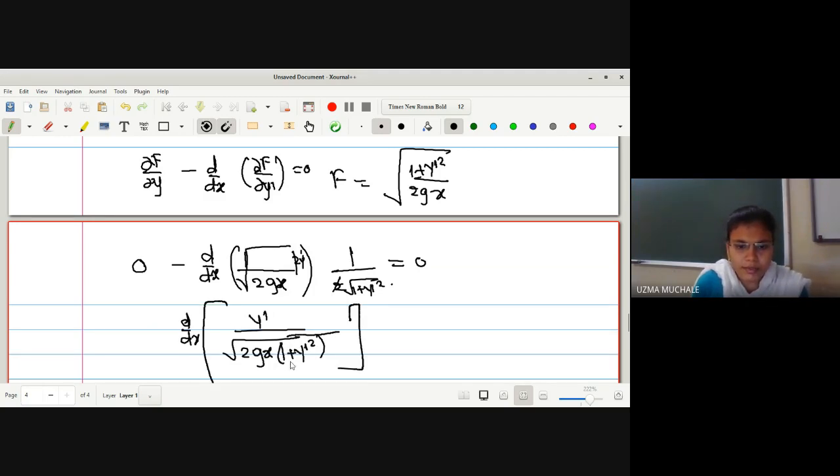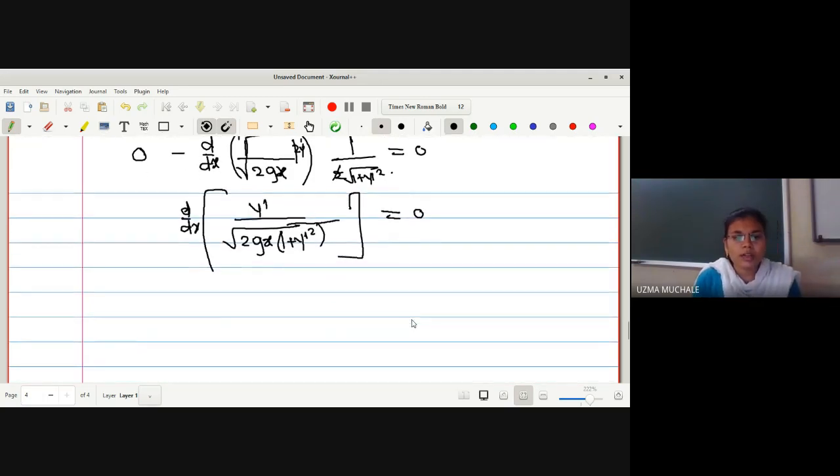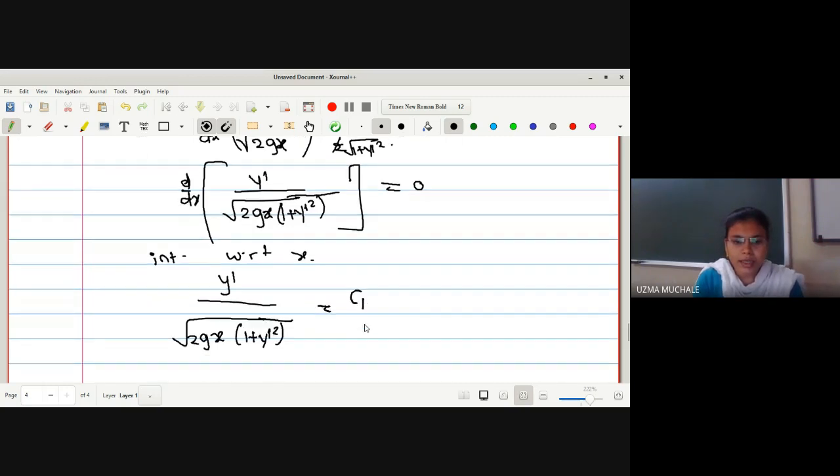Okay, we have to keep it in one bracket equal to 0. Now if you are going to take a total derivative, at that time we have to evolve for x, y, y dash. So that's why we will integrate the above equation with respect to x. After integrating the above equation with respect to x, we get y dash upon under root of 2gx(1 + y dash square) is equal to some constant, say c.